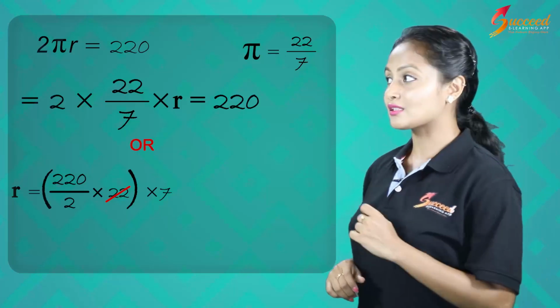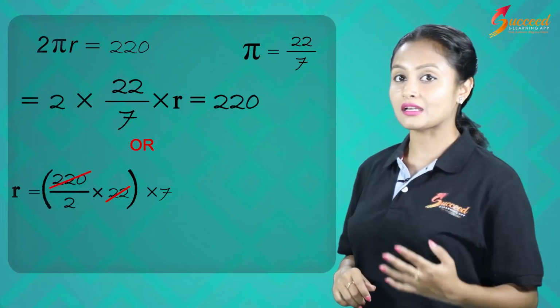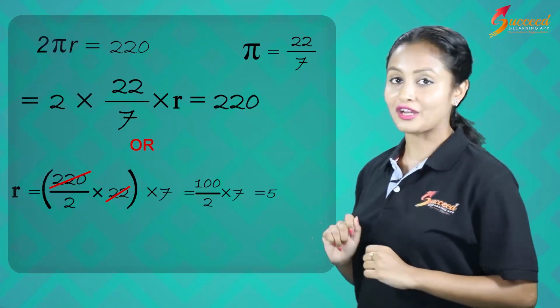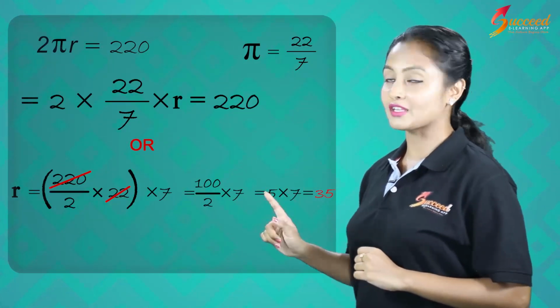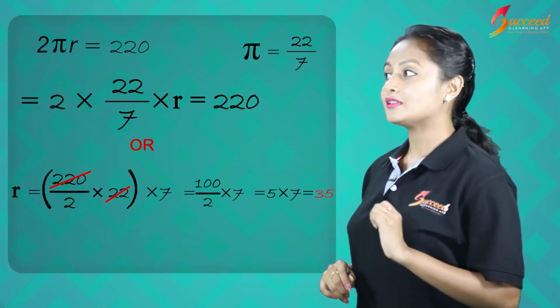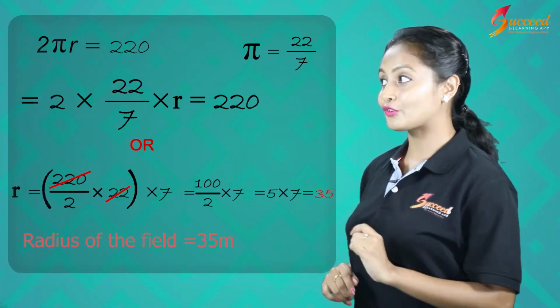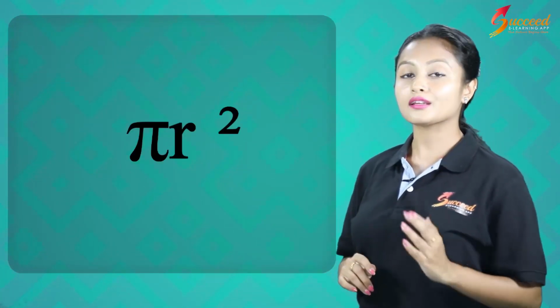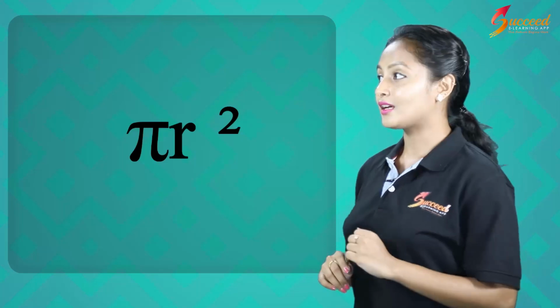Now, 22 ones are 22 and 22 tens are 220. Now, 10 by 2 is equal to 5. 5 into 7 is 35. Therefore, the radius of the field is 35 meters. Area of the field can be calculated by using the formula pi into r square. Now, we have got the value of r as 35 meters.